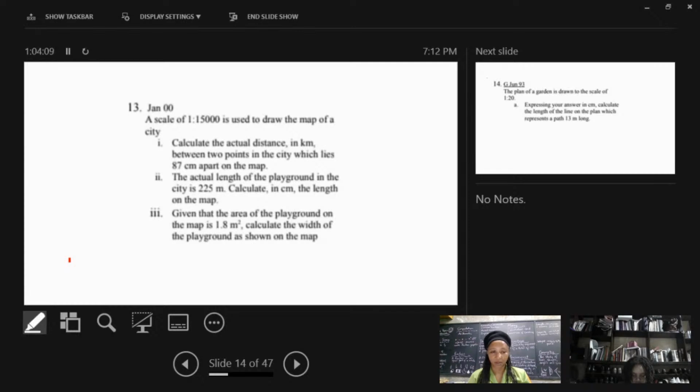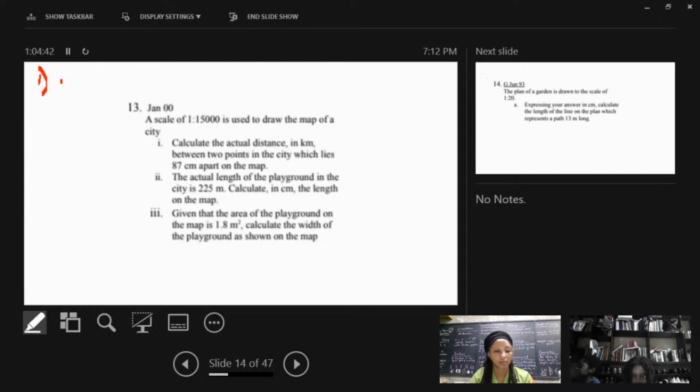That's it. All right, so what do we do for part i? It says to calculate the actual distance in kilometers between the two points. Multiply 15,000 into kilometers. No, don't do that yet. Work out the answer in centimeters and then change it to kilometers.